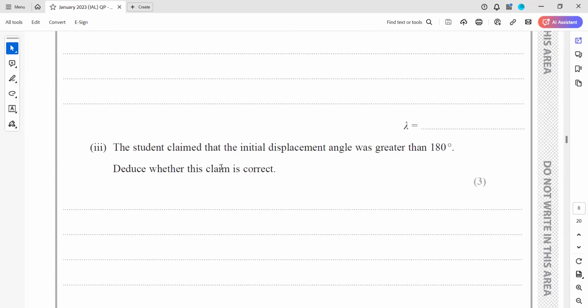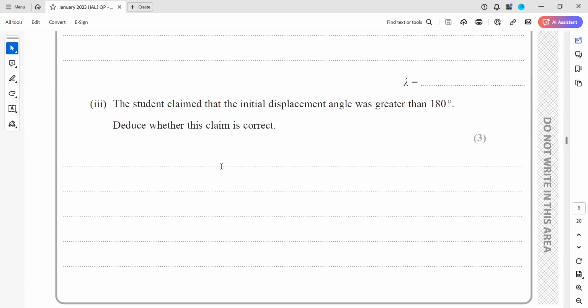The student claimed that the initial displacement was greater than 180. Deduce whether this is correct. So how do we deduce that? When you plot a graph, the claim of the student is about the initial displacement being greater than 180. You will work out the y-intercept after plotting the graph.